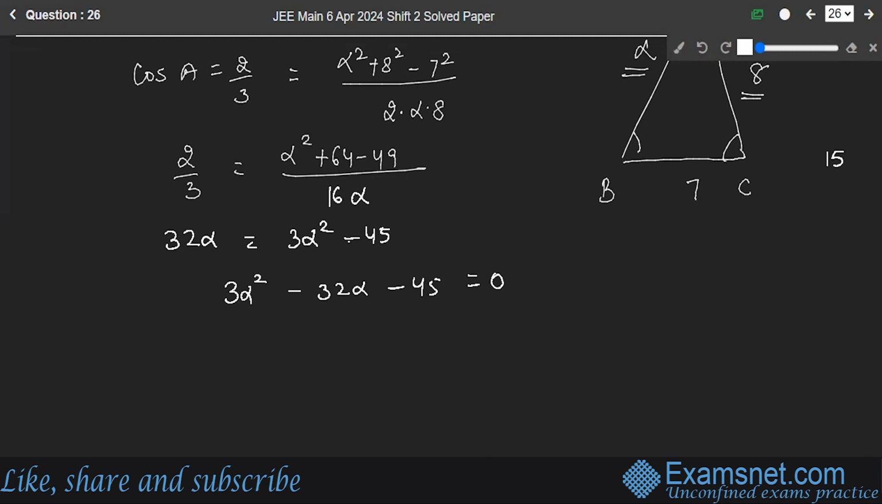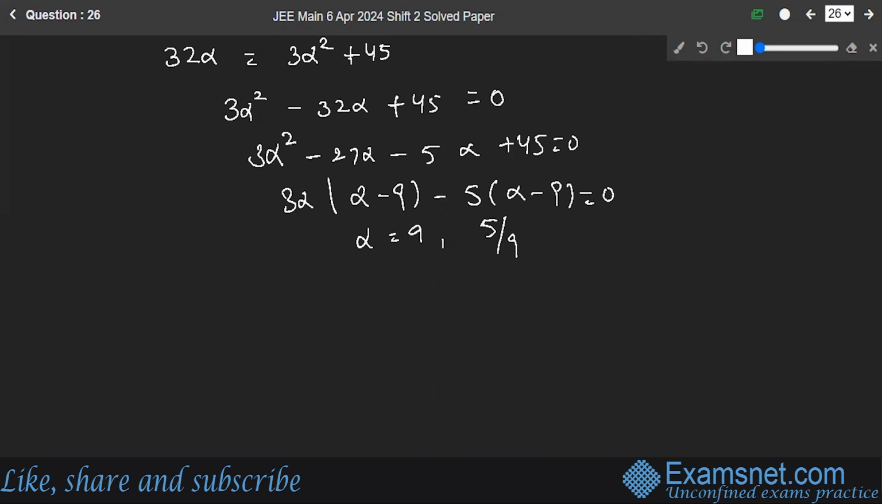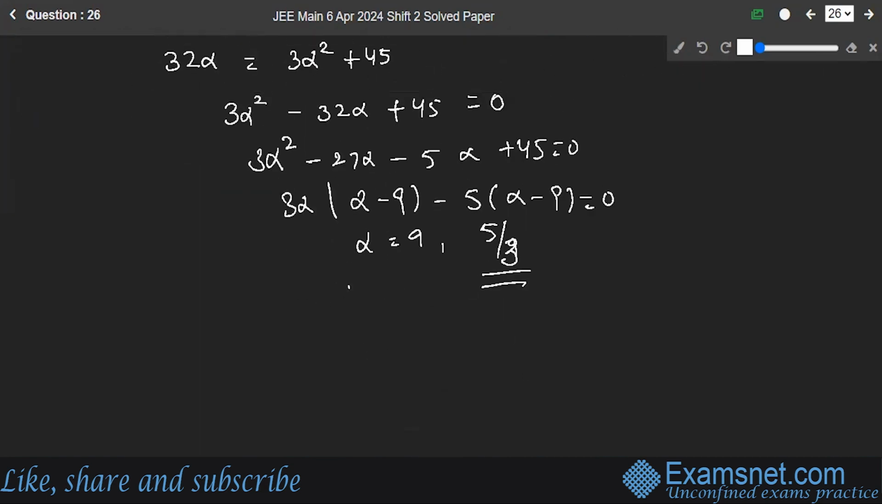There can't be any cutting, so let's apply the quadratic formula, or split the middle term. So this is 3 alpha squared minus 27 alpha minus 5 alpha plus 45 is equal to 0. 3 alpha taking common, alpha minus 9, minus 5 times alpha minus 9 is equal to 0. Alpha is equal to 9, or this is equal to 5 upon 3. You are given that alpha belongs to natural numbers. So that means I'll pick up alpha is equal to 9.